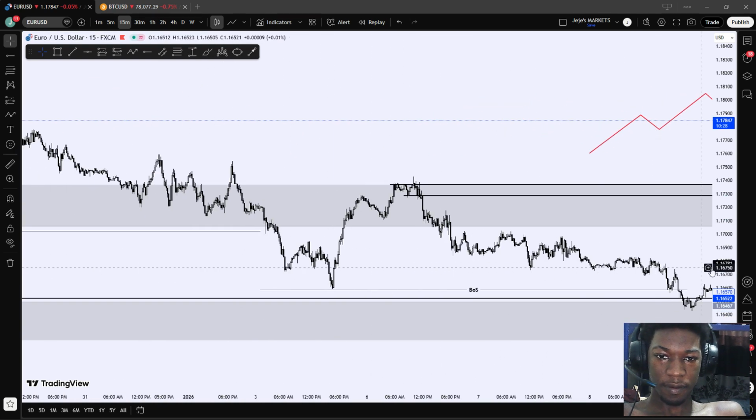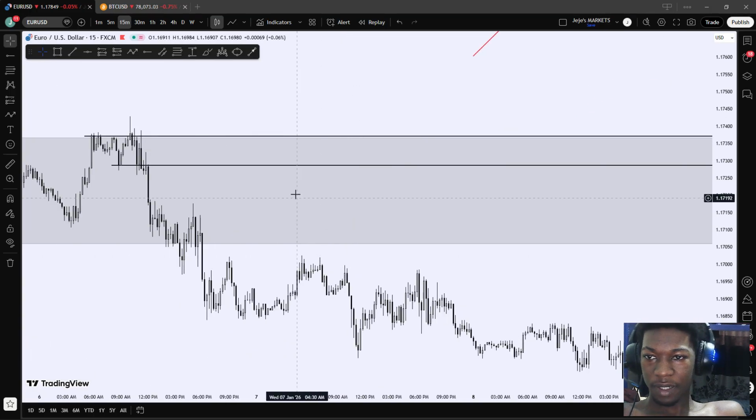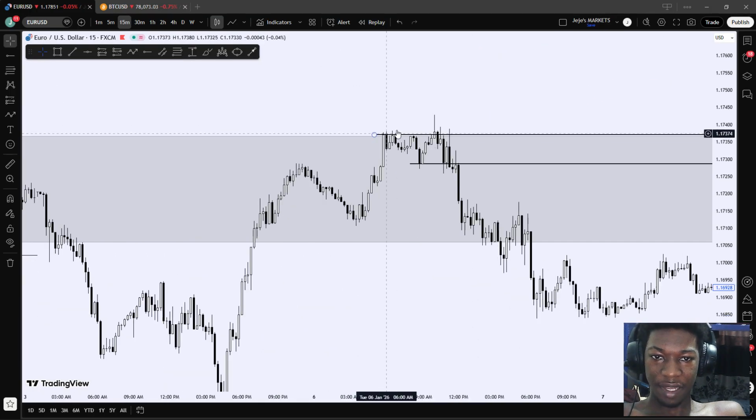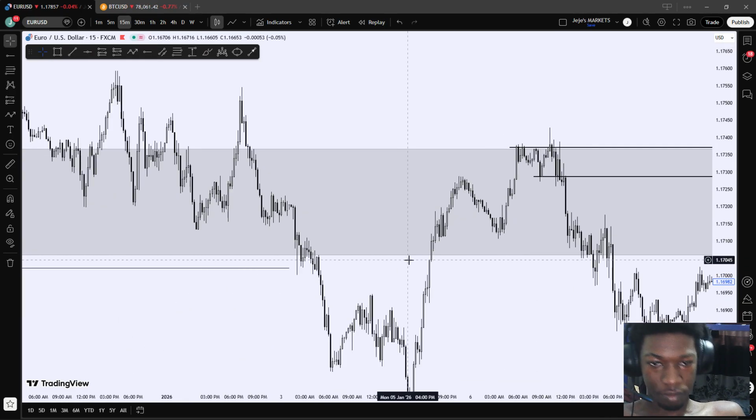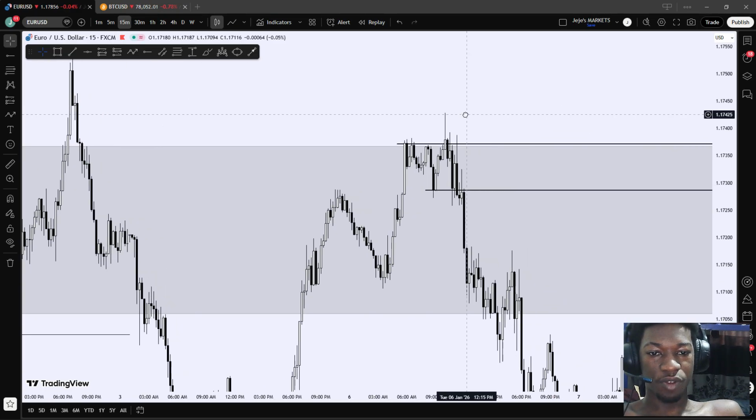Alright. So on a 15-minute time frame, you can see the market completely rejected this level. So that's a failure to break, a failure to break structure. So it shows that the market is going to reverse.